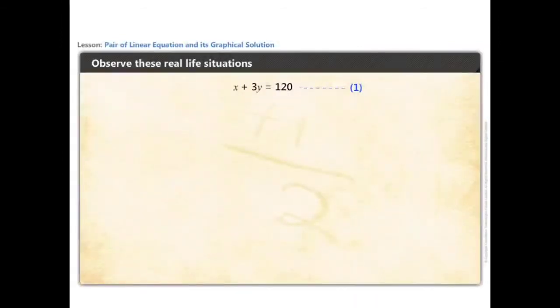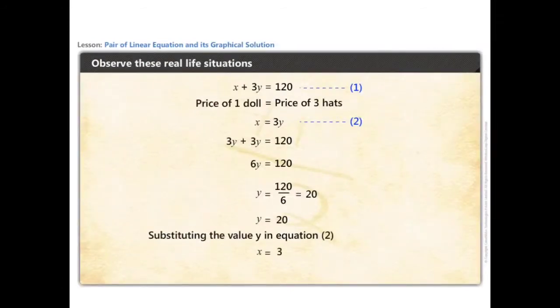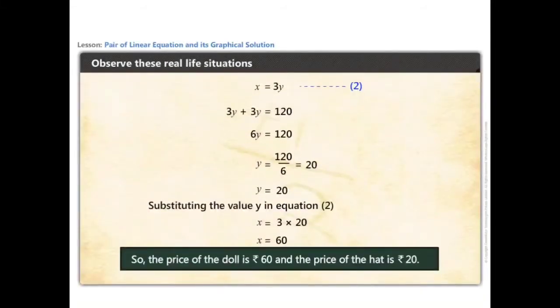If we get another fact that the price of the doll is equal to the price Alice paid for 3 hats, this can be represented as x is equal to 3y. Consider this as equation 2. Now, substituting equation 2 in 1, we get 3y plus 3y is equal to 120, or 6y is equal to 120, or y is equal to 20. Substituting the value of y in equation 2, we get x is equal to 3 into 20, that is equal to 60. So, the price of the doll is rupees 60 and the price of the hat is rupees 20.